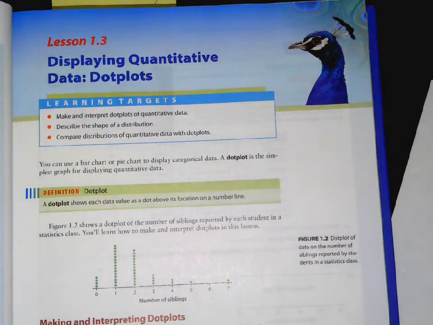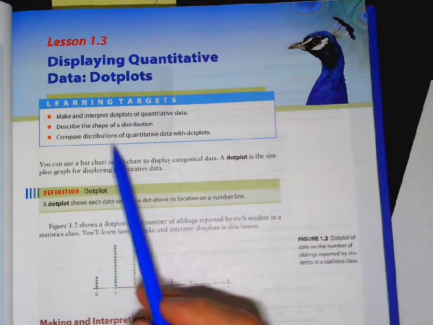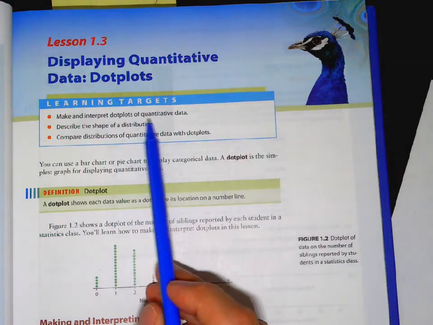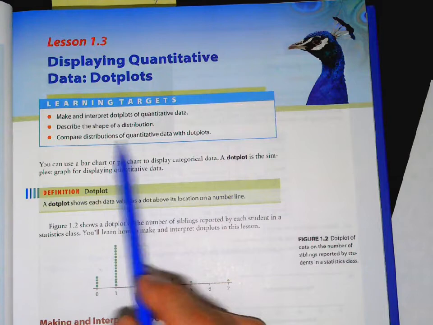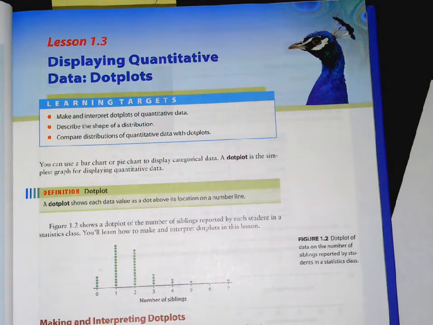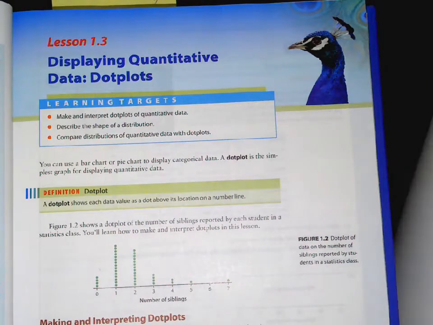Hey, we're going to talk about lesson 1.3. We're going to make and interpret dot plots of quantitative data. We're going to describe the shape, and then we're going to make comparisons between different dot plots. So, a little bit of review.